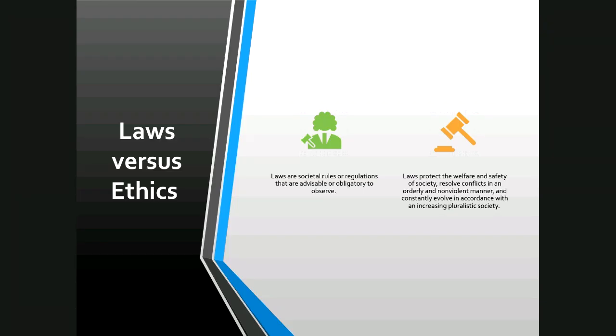So, law versus ethics. Laws are societal rules or regulations that are advisable or obligatory to observe. For example, a law that we see commonly is a speed limit. It's a law in place that we adhere to for safety. Laws protect the welfare and safety of society, resolve conflicts in an orderly and nonviolent manner, and consistently evolve in accordance with an increasing pluralistic society.